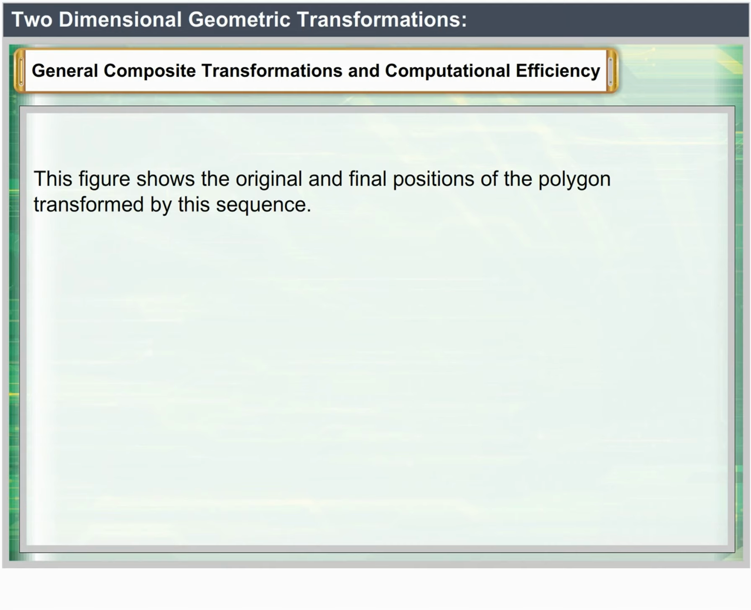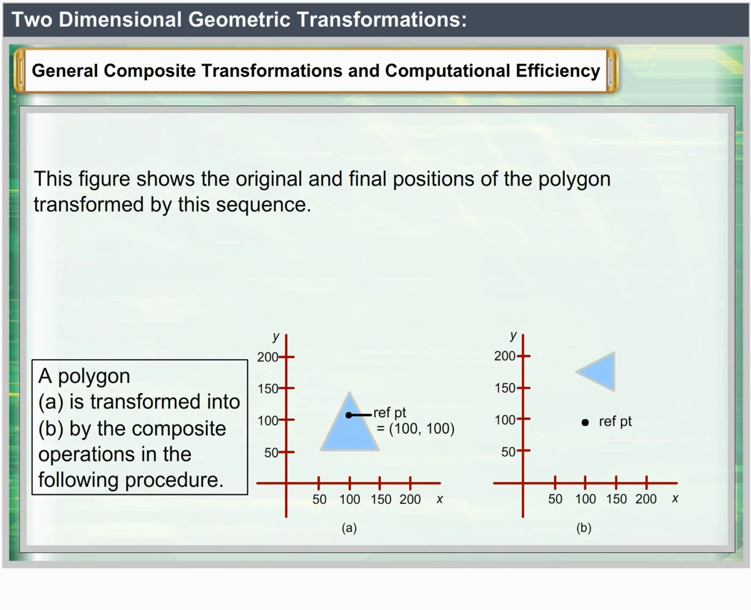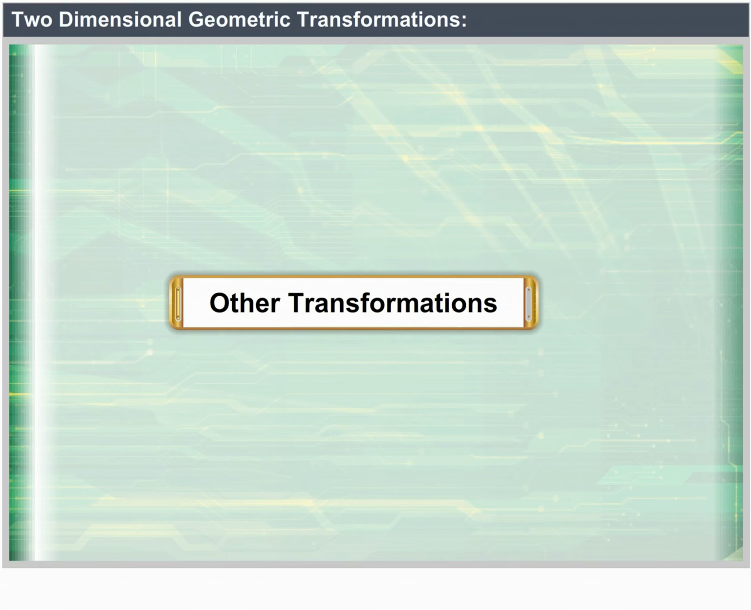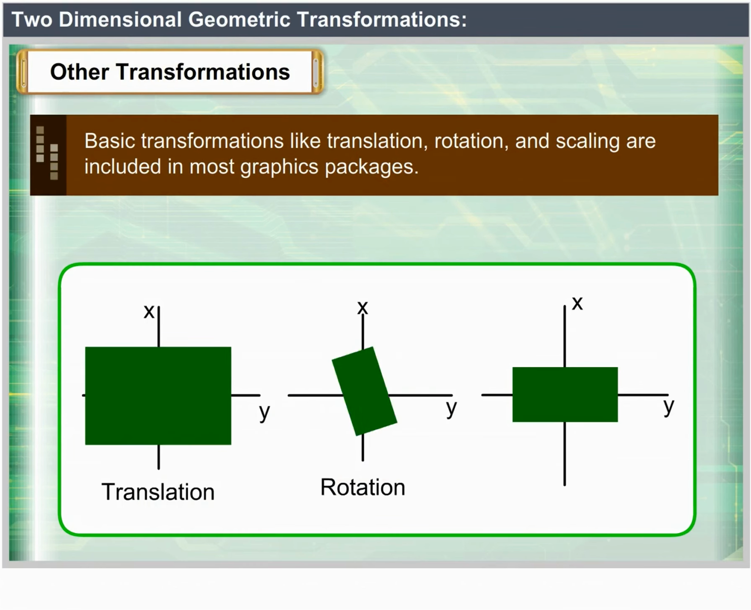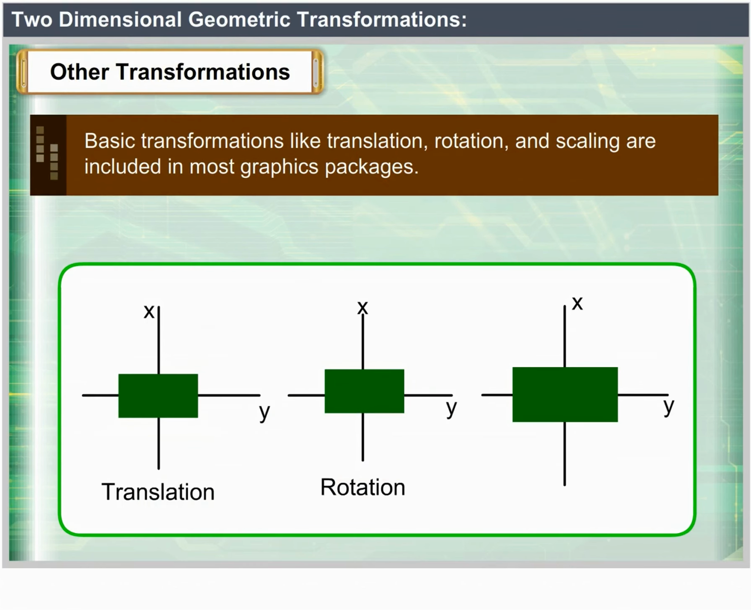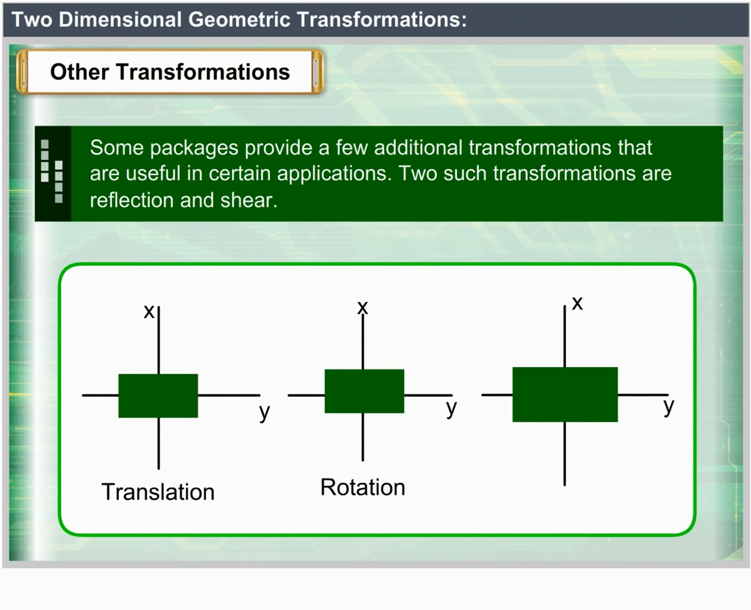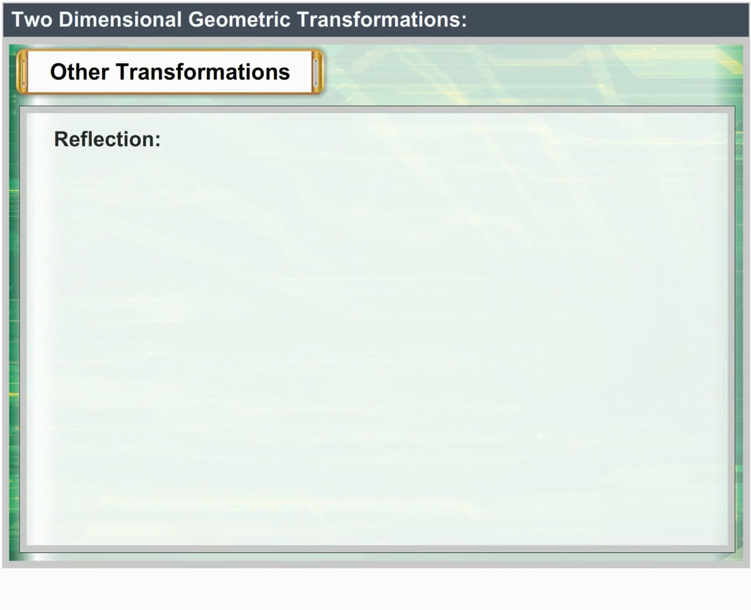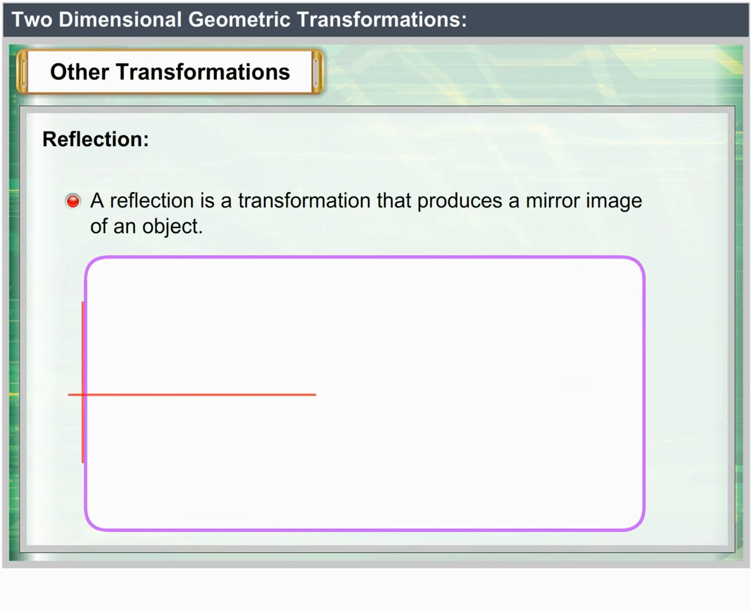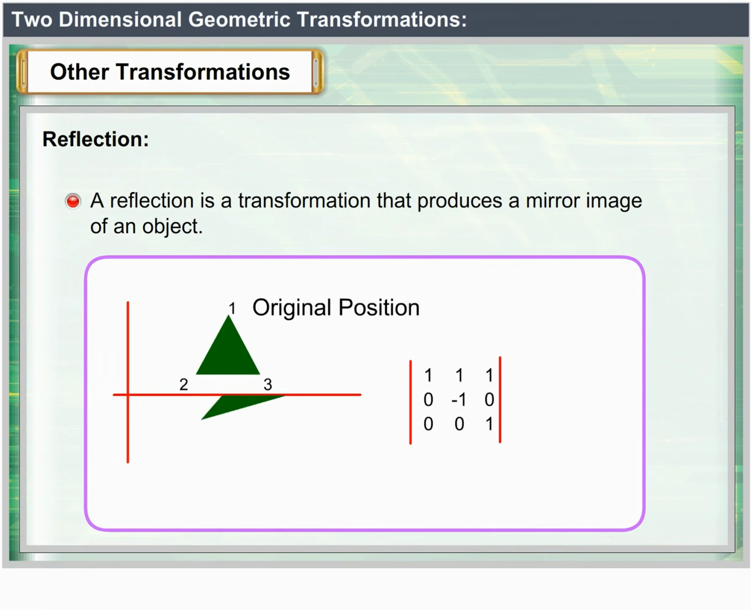Other transformations. Basic transformations such as translation, rotation, and scaling are included in most graphics packages. Some packages provide a few additional transformations that are useful in certain applications. Two such transformations are reflection and shear. Reflection. A reflection is a transformation that produces a mirror image of an object. The mirror image for a two-dimensional reflection is generated relative to an axis of reflection by rotating the object 180 degrees about the reflection axis.